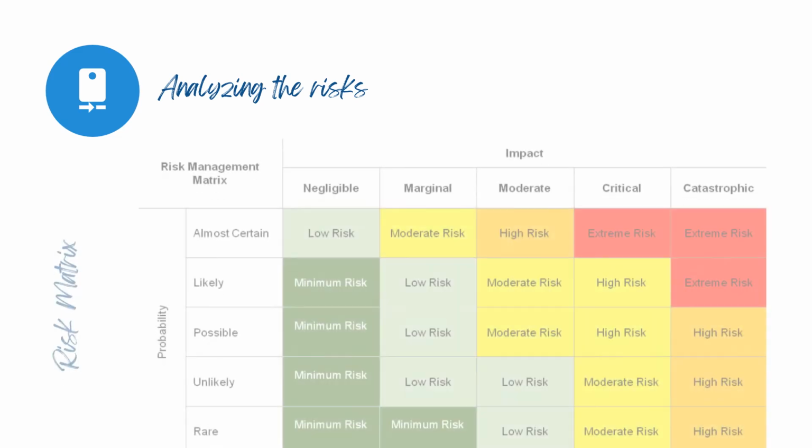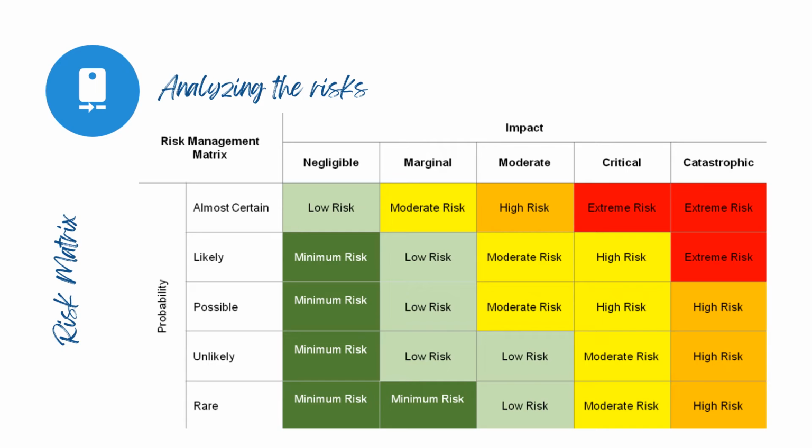Okay, now, class, we are in the next step, no? So, on analyzing the risks. As you can see, we have here what you call a risk matrix, and it is divided into different zones based on the likelihood, probability, and impact of risk. These zones are typically labeled as minimum risk, low risk, moderate risk, high risk, extreme risk. Okay? Risks that fall into the high and extreme risk zone require immediate attention and action.